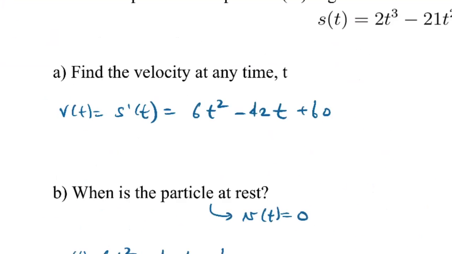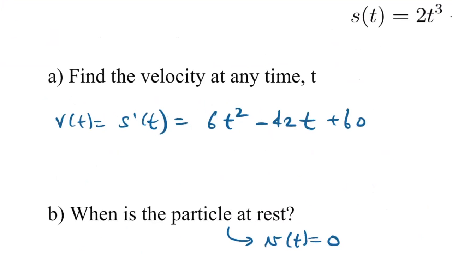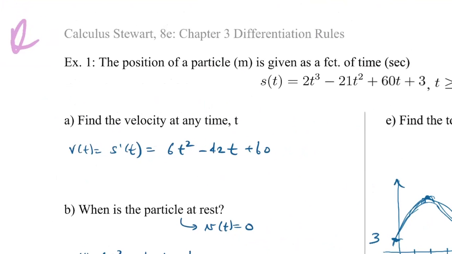First of all, to find the velocity, you just take the derivative, and we did, right? The derivative of the 3 is 0, and the derivative of 2t cubed is 6t squared. Then negative 21 times the derivative of t squared, which is 2t, gives you that. And the derivative of the 60t is 60.